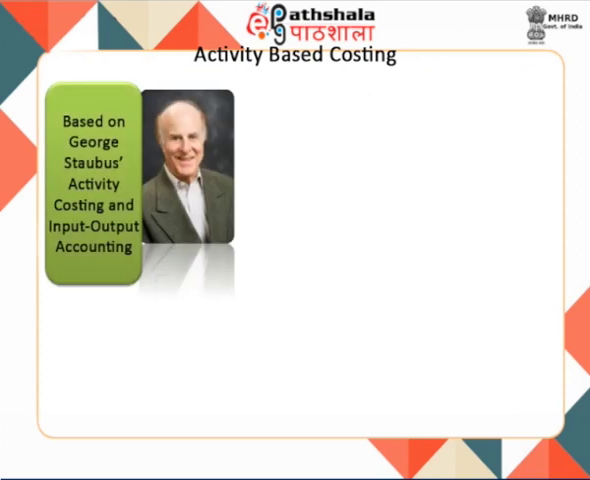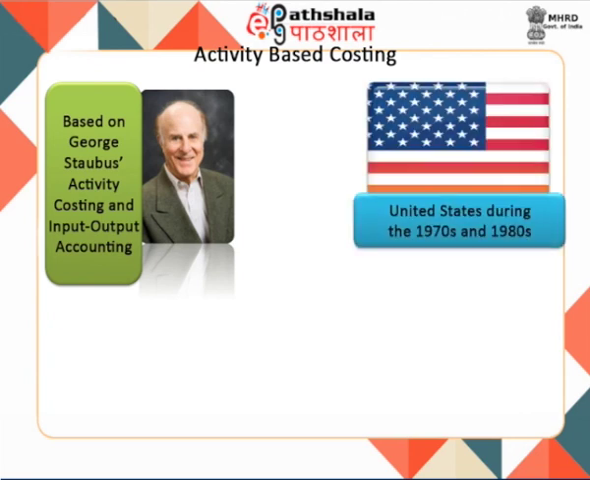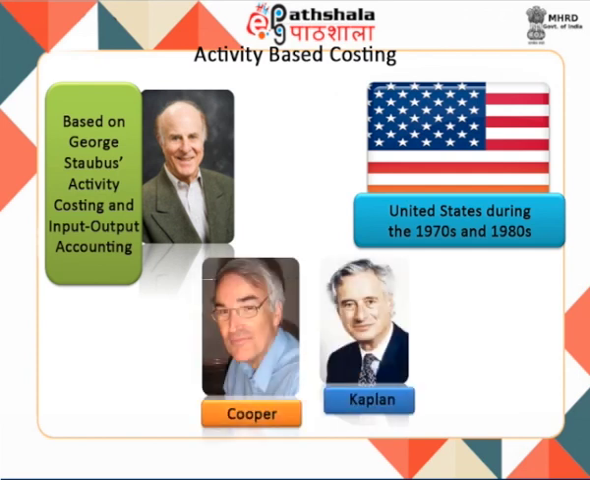ABC is based on George Stauber's activity costing and input output accounting. The concepts of ABC were developed in the manufacturing sector of the United States during the 1970s and the 1980s. Robin Cooper and Robert S. Kaplan, proponents of the balanced scorecard, brought notice to these concepts in a number of articles published in Harvard Business Review beginning in 1988. Cooper and Kaplan describe ABC as an approach to solve the problems of traditional cost management systems.